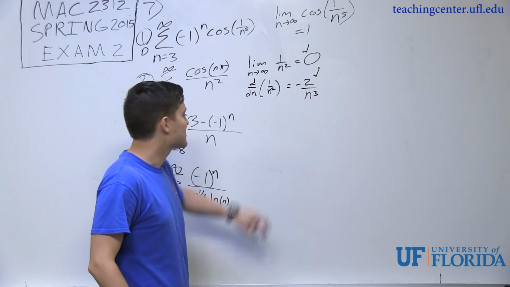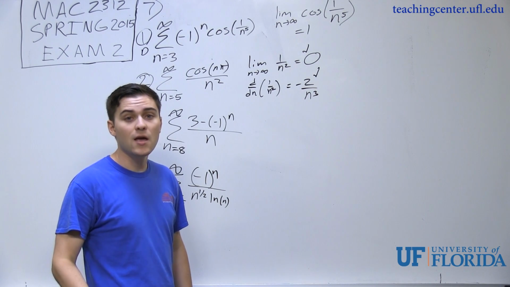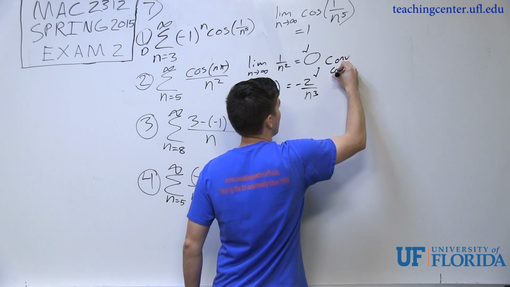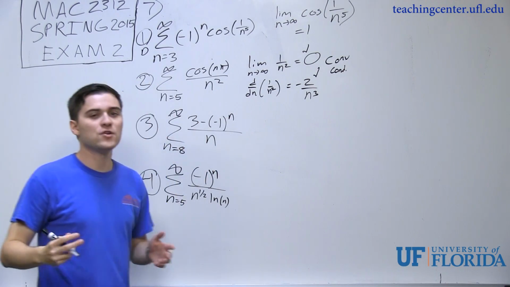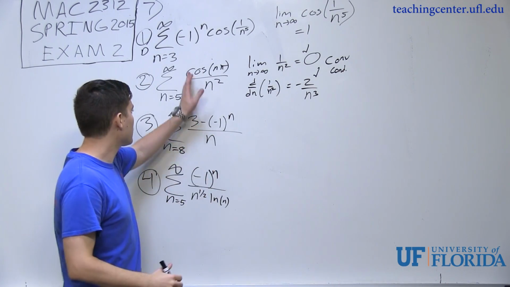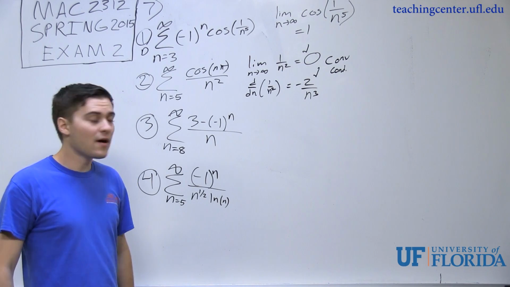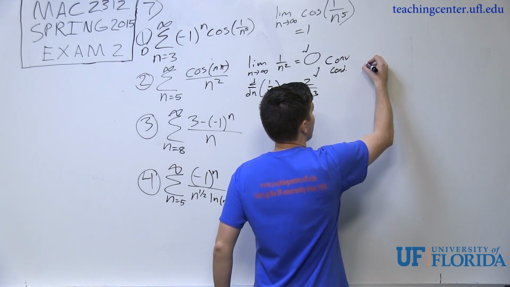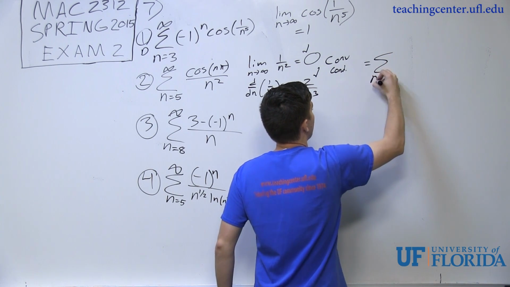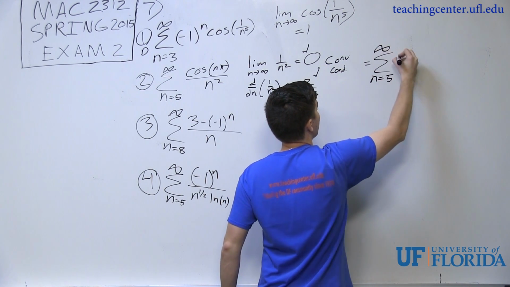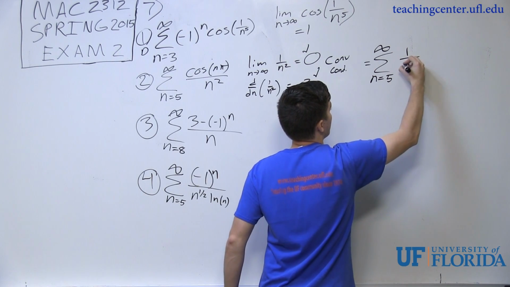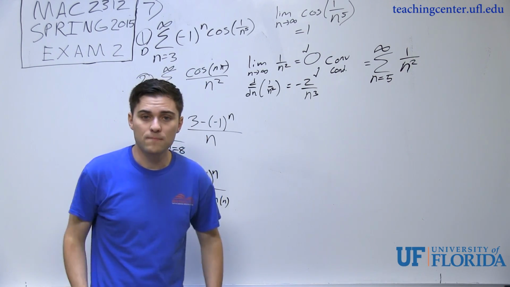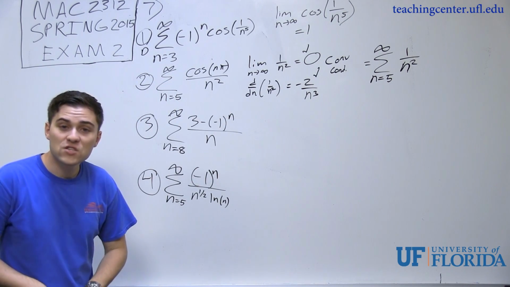What that means is that this series converges conditionally by the alternating series test. So we do know it at least converges conditionally. But the question still remains, does it converge absolutely? To prove absolute convergence, I need to take the absolute value of my series. Taking the absolute value of my series yields the sum from n equals 5 to infinity of 1 over n squared. By taking the absolute value of cosine of n pi, it basically just becomes 1. So I end up with 1 over n squared.